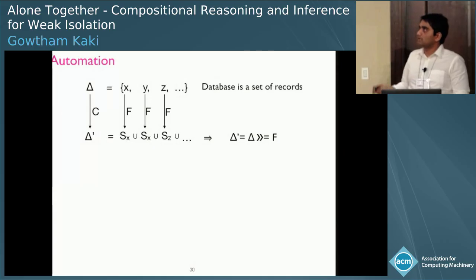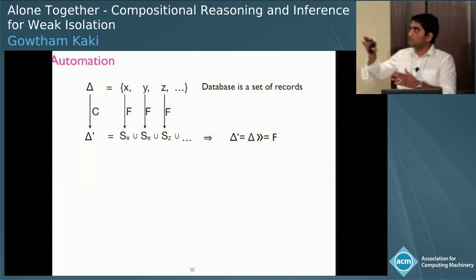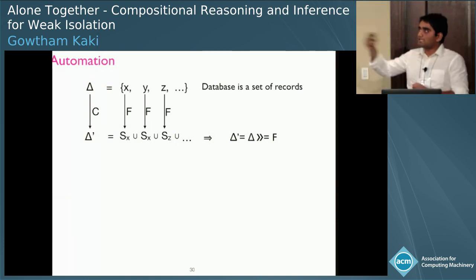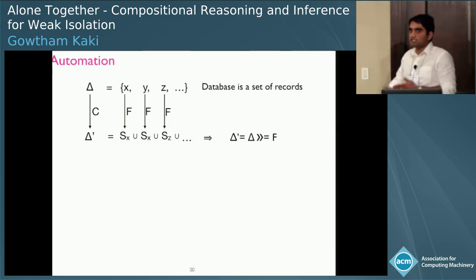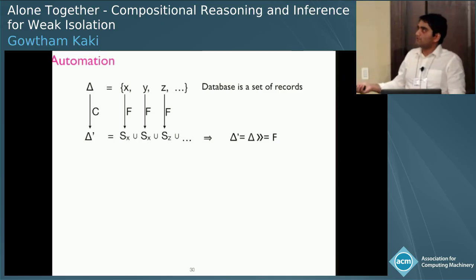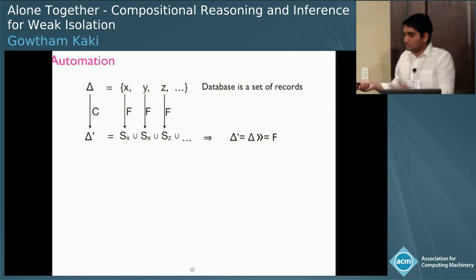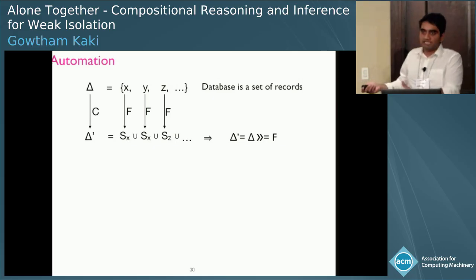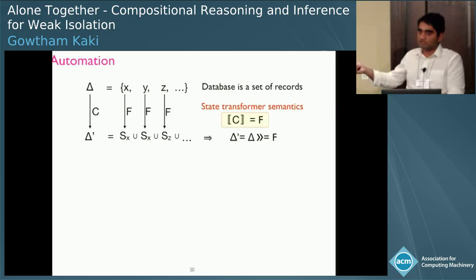So here, for example, we go into detail. We consider the database as a set of records x, y, and z, and so on, and a database computation that maps delta to a different state delta prime. So it can be thought of as a function that iterates over these sets of records, producing a new set of records for every record present in the original database, and then unioning these sets of records. So we can define the semantics of the database computation in terms of set and bind. We call it state transformer semantics.